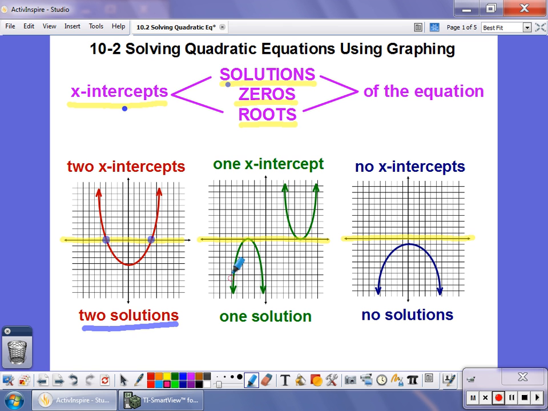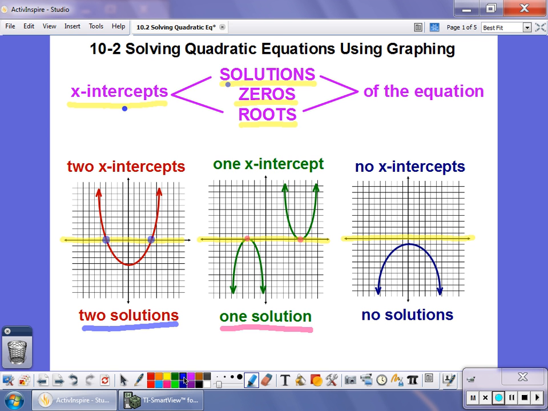If I look at this parabola here, the way it is, it only touches the x-axis in one place. There's only one x-intercept. One x-intercept means one solution. And I put two of them here. Again, you can see on this parabola, it also only touches in one spot. So each one of these parabolas only has one solution.